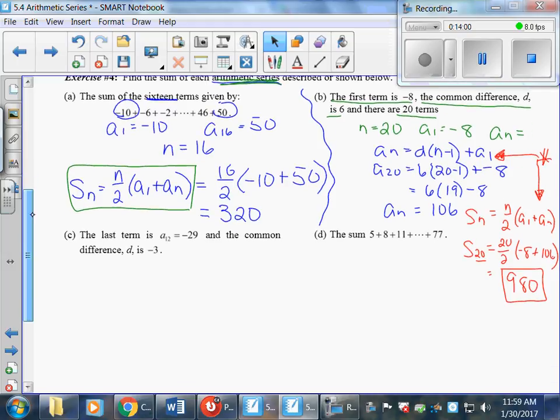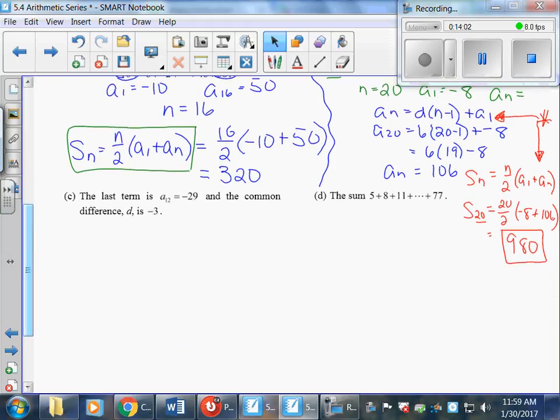Moving on to C. The last term is a12. So let's see what this is. We're finding the sum, so we need to know these three pieces of information. We know d is negative 3. The last term is negative 29, so a sub 12 is negative 29. We have the common difference and the last term.